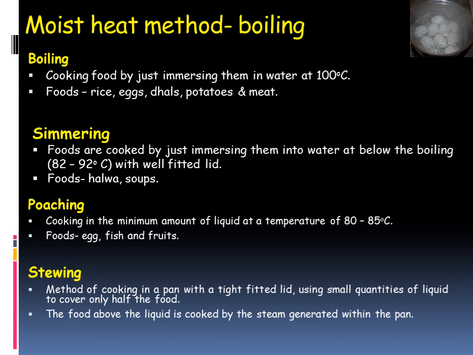Next one is the poaching method. This involves cooking in the minimum amount of liquid at a temperature of 80 to 85 degrees Celsius, that is below the boiling point. Foods generally poached are eggs, fish and fruits. Merits of poaching: no special equipment is needed. Very quick method of cooking and therefore saves fuel. Easily digestible since no fat is used. Demerits of poaching: it is bland in taste. Food can be scorched if water evaporates due to careless monitoring. Water-soluble nutrients may be leached into the water.